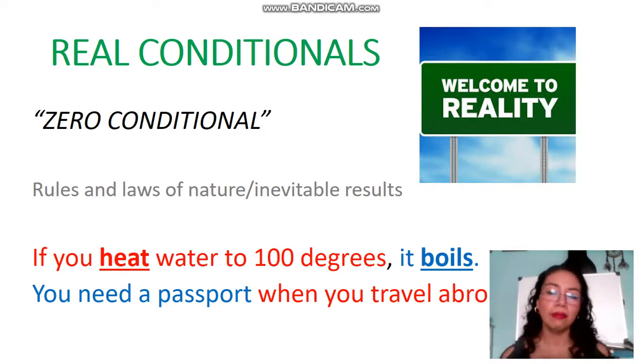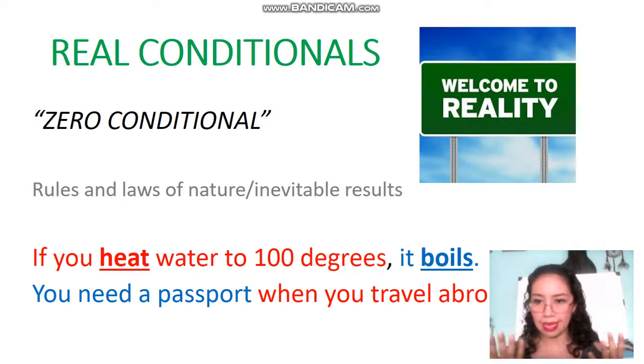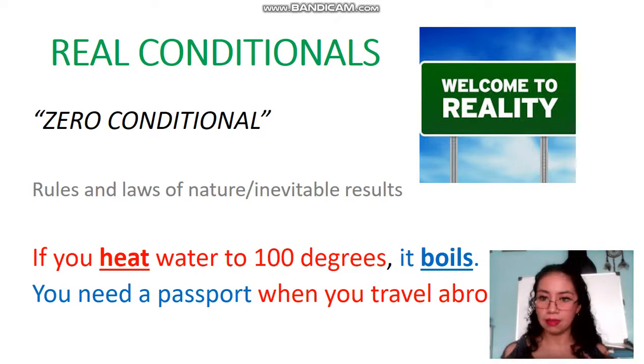So now that you remember zero conditional, right? Let's talk a little bit about the structure. As you can see, sometimes we can start talking about the condition first. If you heat water to 100 degrees. And then after that, you put the result. It boils. But the order is not really very strict. You can put them the other way around and there is no problem. You could say water boils if you heat it to 100 degrees. No problem. Or you can say when you travel abroad, you need a passport. So we can turn them around without any problem.